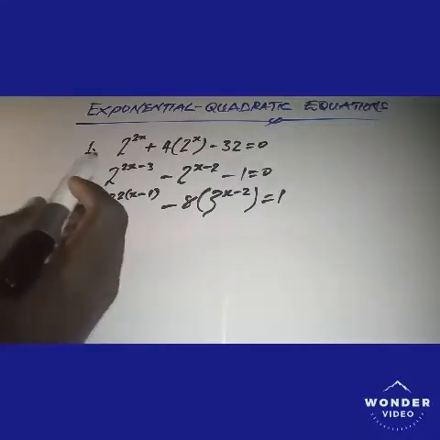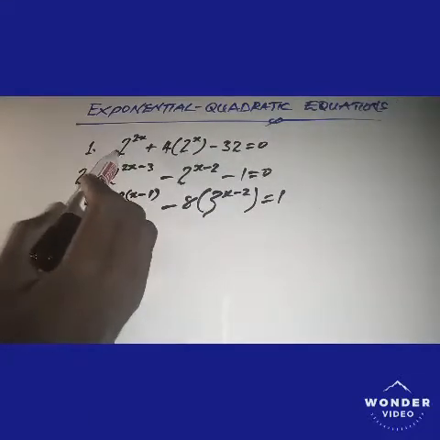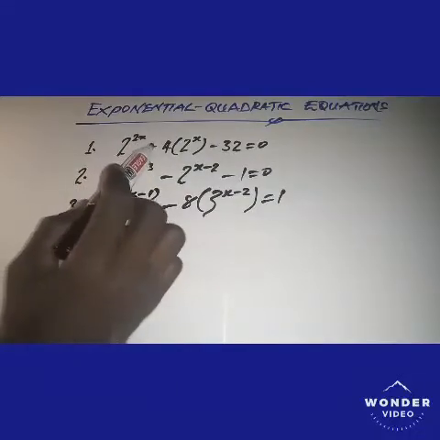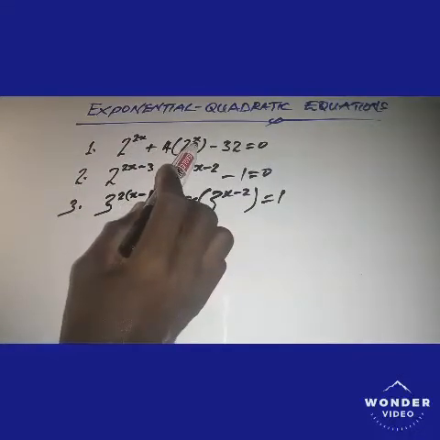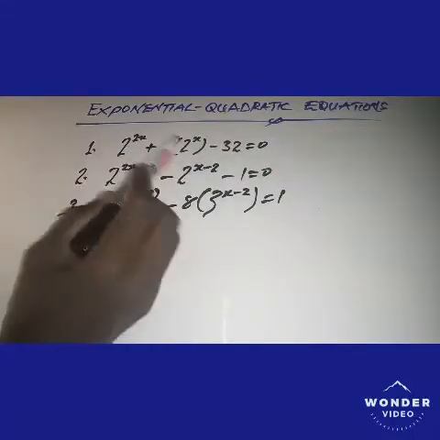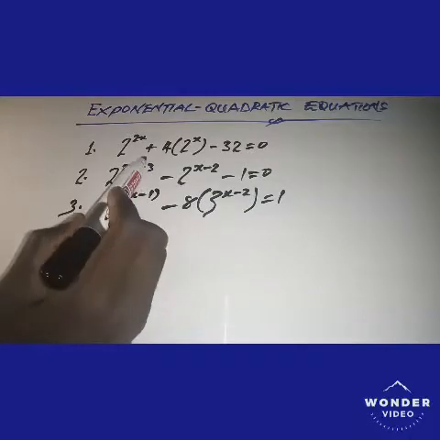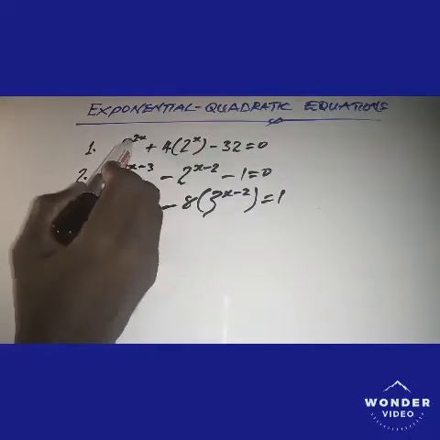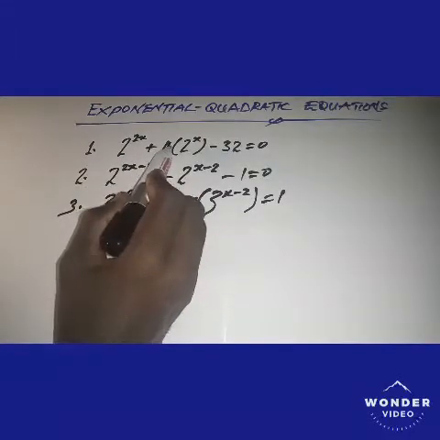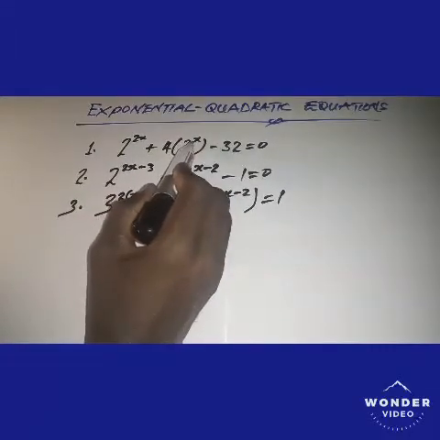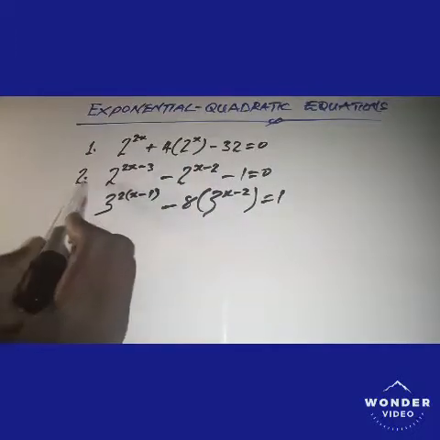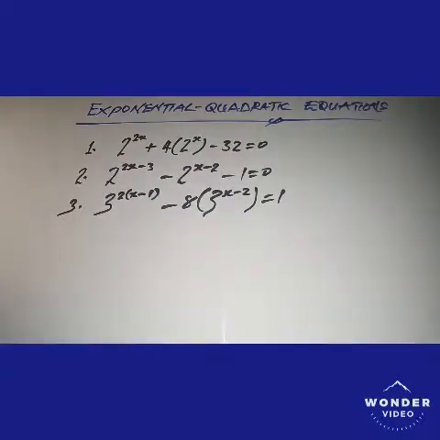So considering equation number 1, you have 2 to the power of 2x plus 4 into 2 to the power of x minus 32 equals 0. Each and every term in this equation is an exponential function. So 2 to the power of 2x is an exponential function, and 4 into 2 to the power of x is an exponential function. So also equation number 2 and equation number 3.